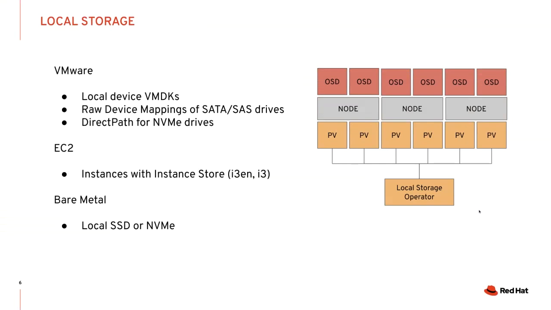For EC2, we have the instance store, right? So there are a number of instance types. The predominant ones would be i3en or i3 that have locally attached SSDs that you can now consume and use for OCS. There are some caveats there: you don't want to stop your instances, and so you'll want to create an IAM role to prevent that from happening.